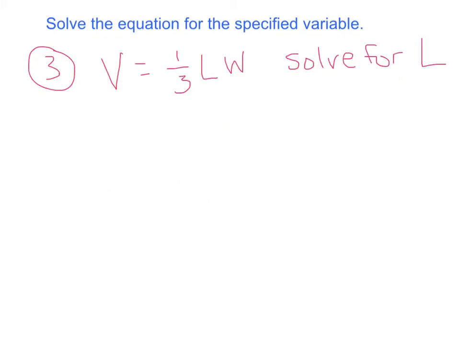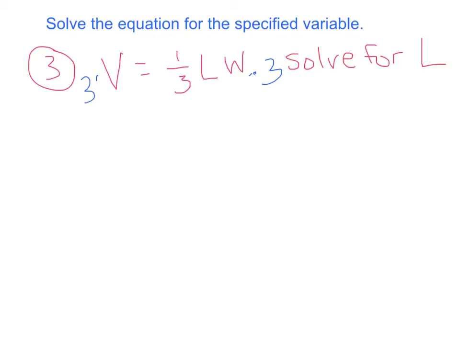Let's try another one. This last one says V equals 1/3 LW. We want to solve for L. We want to get L by itself. Now this one has a number in it, so we need to get rid of that first. 1/3, remember that line actually means divide. So to undo 1/3, you're actually going to times both sides by 3.